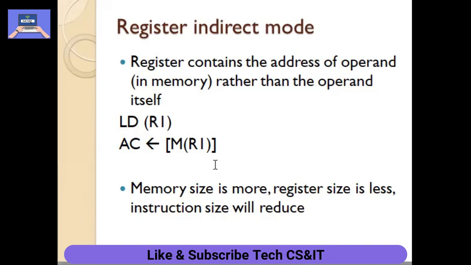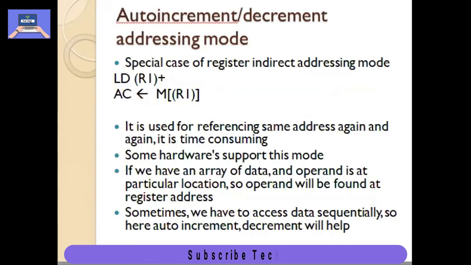In this way, basically what happens is that the size of the instruction is reduced. So when the size of the instruction is reduced, basically the data bus is reduced and the system is cost effective. But memory size is more, register size is less, and instruction size will reduce in this.